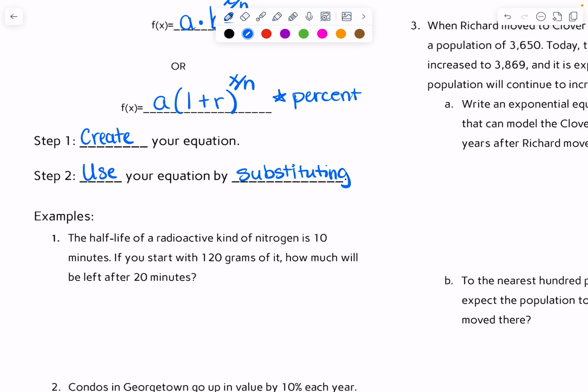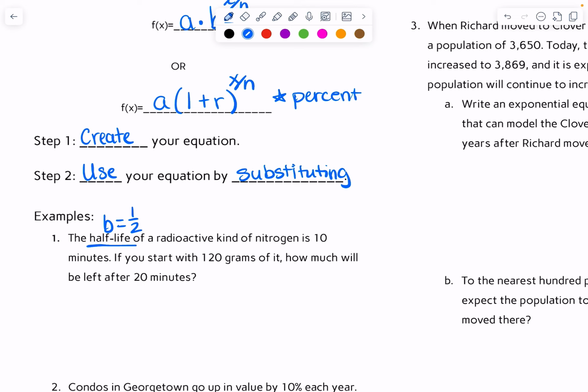Example number 1, the half-life of a radioactive kind of nitrogen is 10 minutes. If you start with 120 grams of it, how much will be left after 20 minutes? So just to note, when we see half-life, automatically we're going to know that the base is 1/2. A half-life is how long it takes for something to be cut in half, typically an amount of something being cut in half.